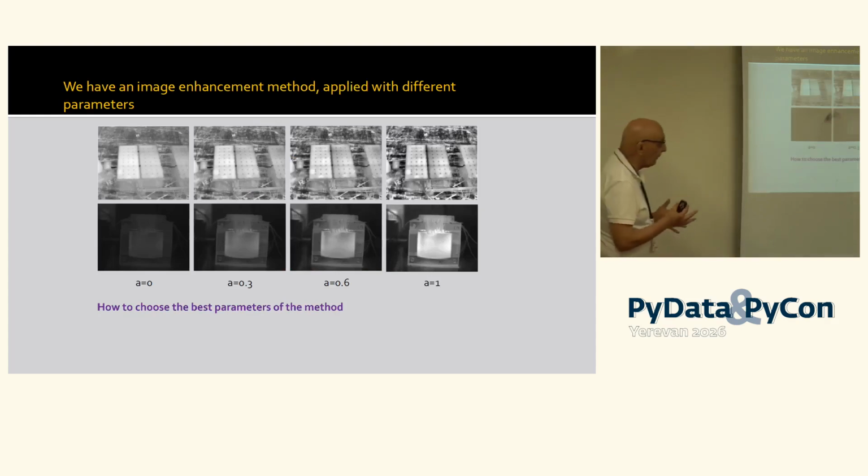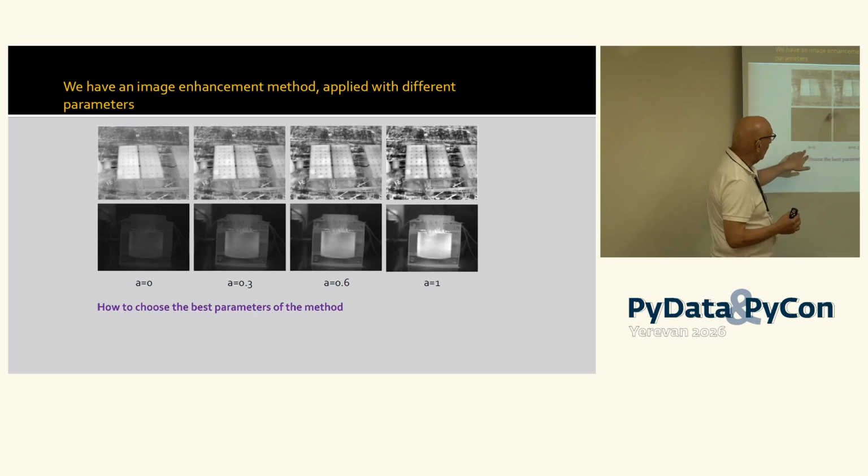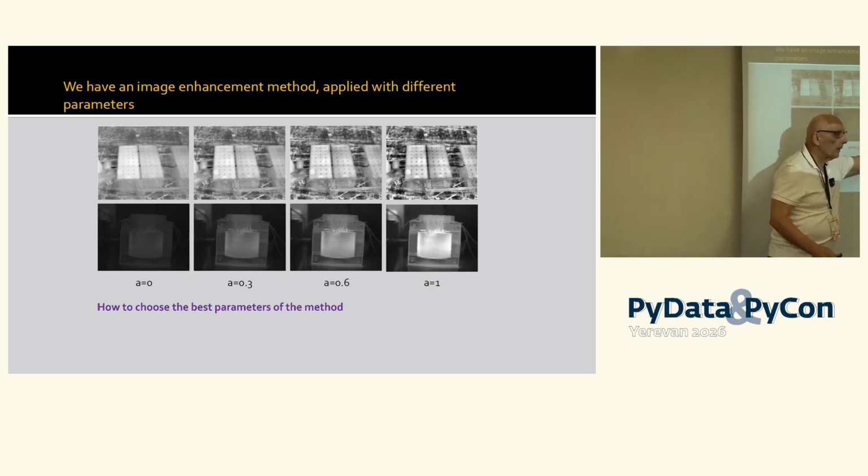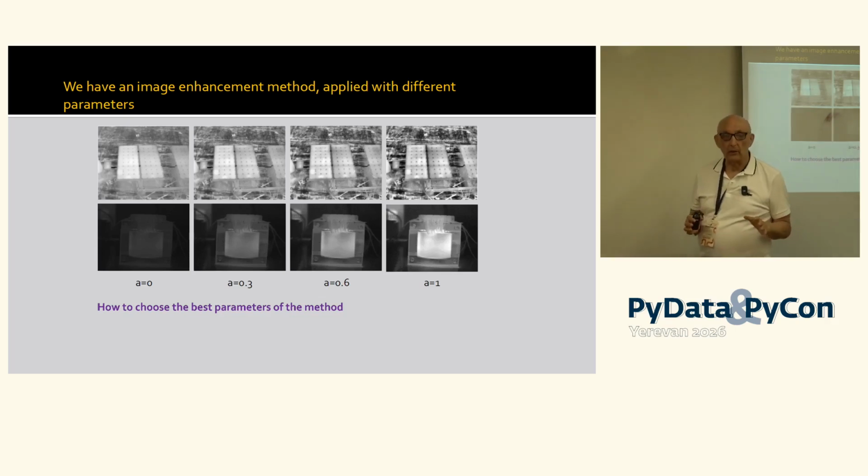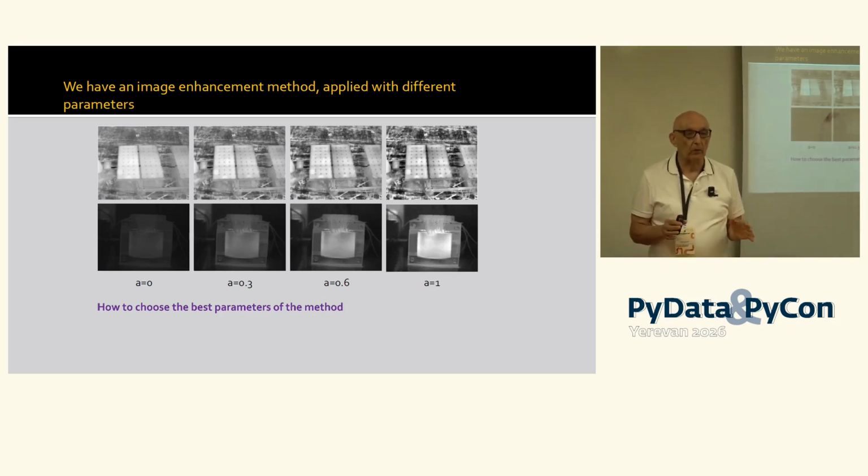But this is another problem: we have image enhancement algorithms which depend on parameters. Let's say algorithm A, where the parameter for A equal to 0 means the original image, and then different parameters. And now, again, the question is, how can a computer choose the best parameters?